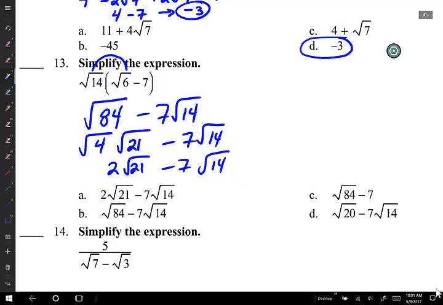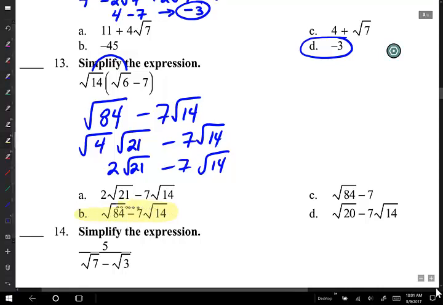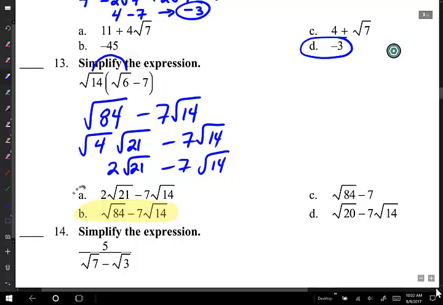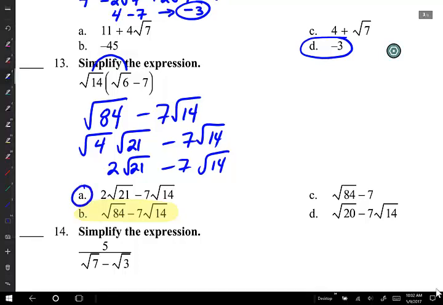But I want you to realize some of these answers. Look at option B. Guys, look at this option B. Did we get option B in the course of the problem? Yeah, we did. So make sure after you multiply that you simplify further if possible. Option B is not the right answer. Option A is the right answer. Making sure that we don't make those mistakes.